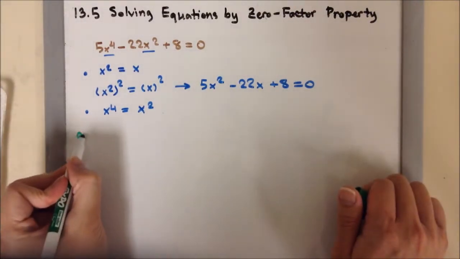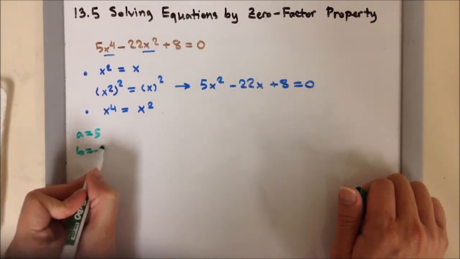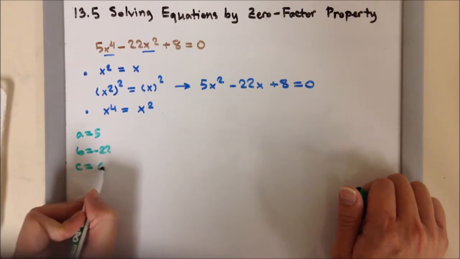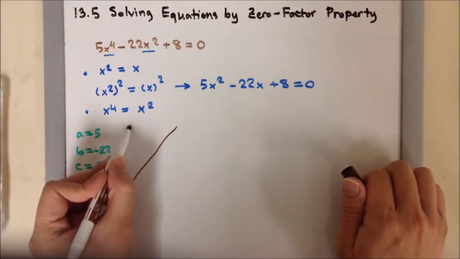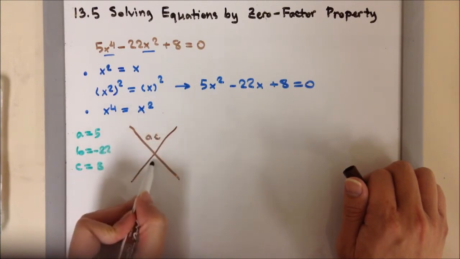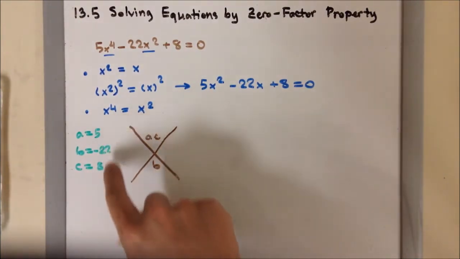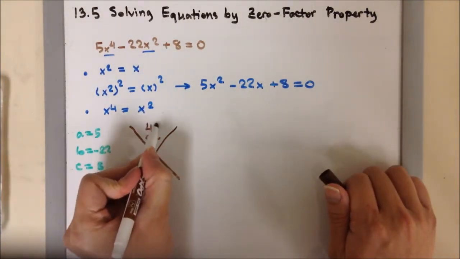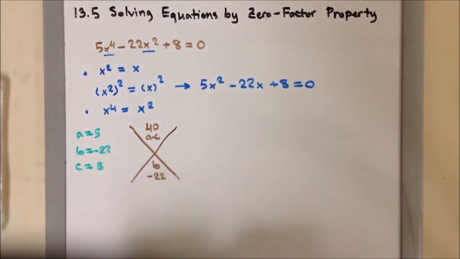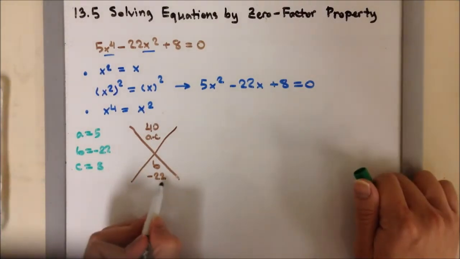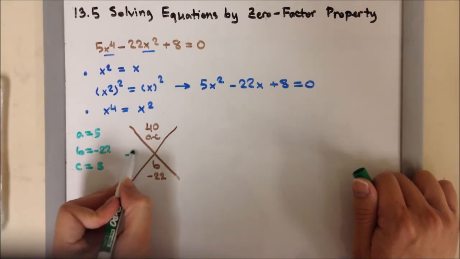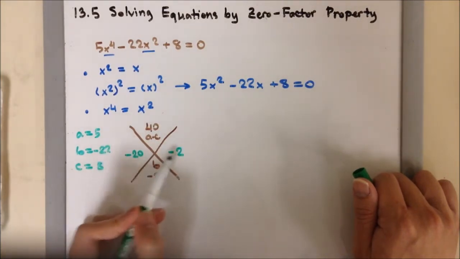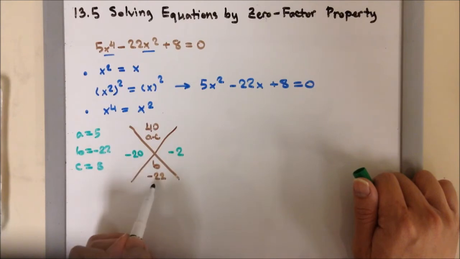So my a value is 5, my b value is negative 22, and my c value is 8. So again, top is a times c, bottom is b. So a times c, 5 times 8 is 40. My b value is negative 22. Alright, so two numbers that you can multiply into positive 40, but the sum is negative 22. Well, the only two numbers that fit that description, or the two criteria, is negative 20 and negative 2. These two will multiply into positive 40, but when I combine them, will be negative 22.